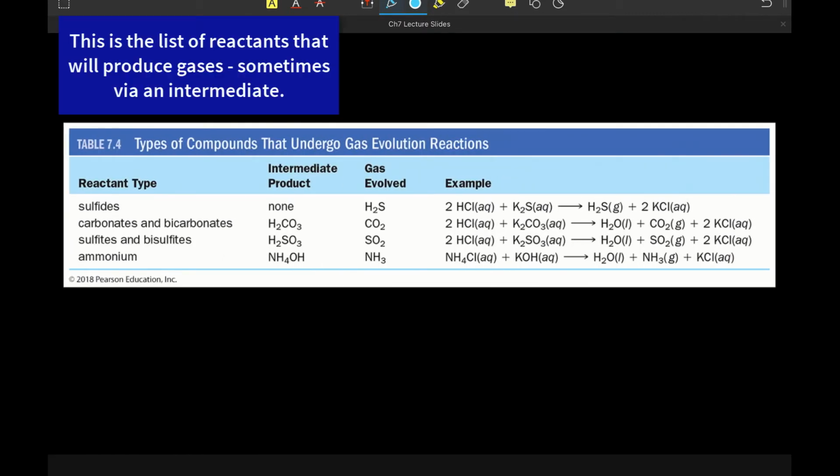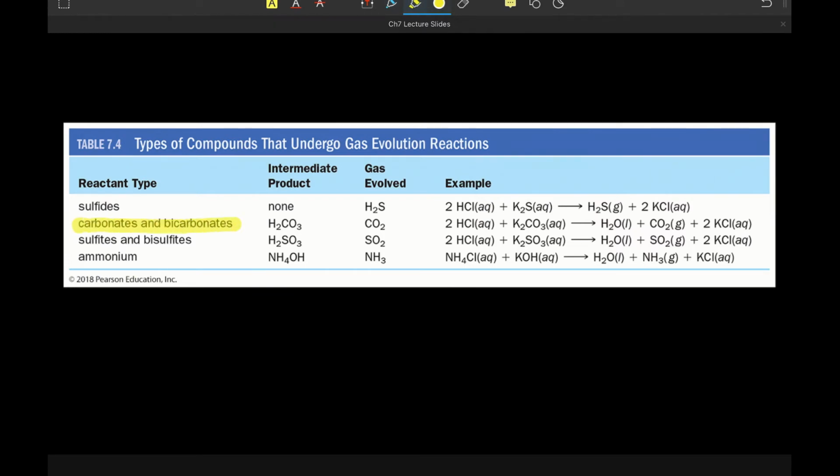What compounds do you have to be aware of? Here we have our carbonates and bicarbonates, which we just talked about, and the intermediate product is going to be the bicarbonate, and they're all going to form water, CO2, and a salt with the pieces that are left. And again, that water and CO2 is the result of this carbonic acid breaking down.